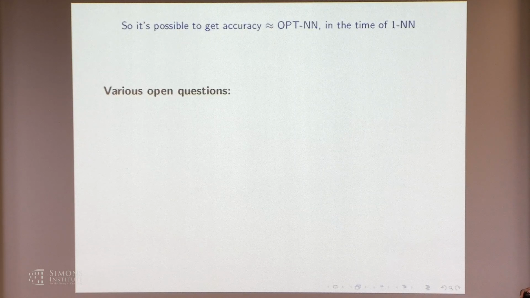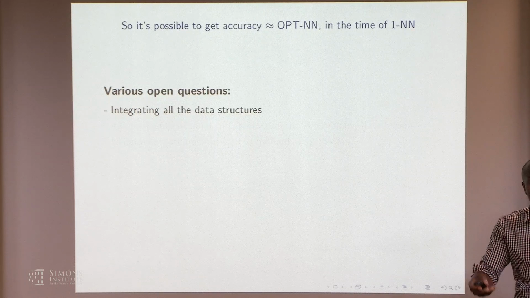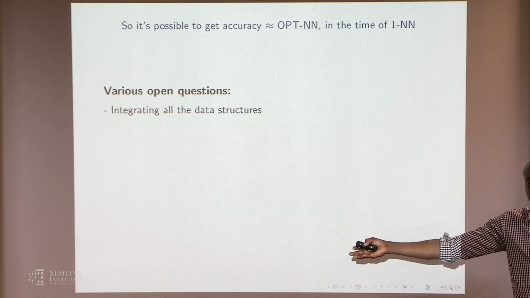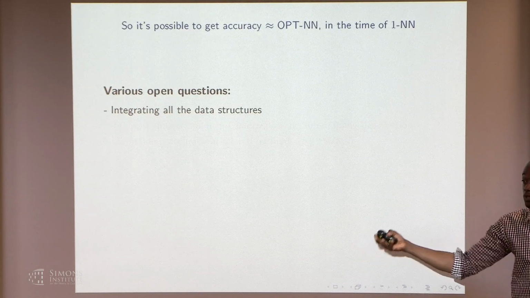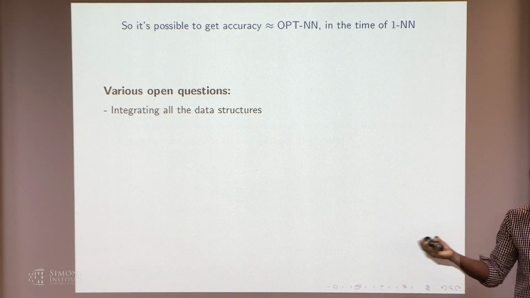So there are many open questions. One is how do you integrate all the data structures? There is a bit of abuse in what we're doing here. For instance, in the quantization case, we construct this quantization, and then we use a black box fast nearest neighbor search, which also often works by constructing other quantizations, and so maybe we want to integrate all of this.